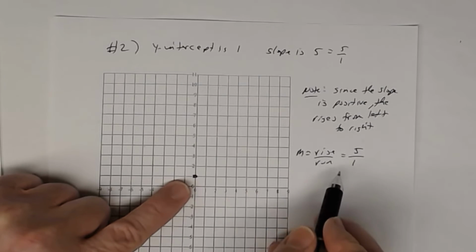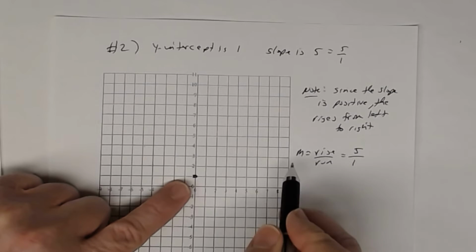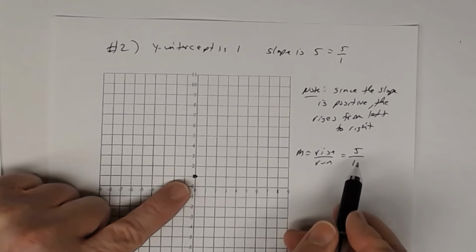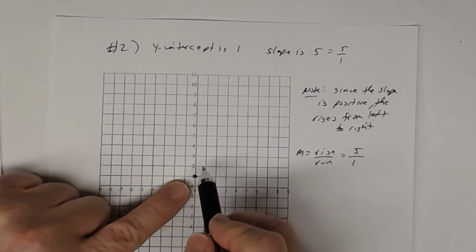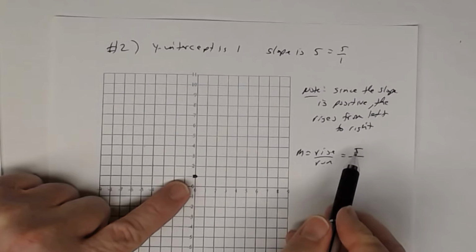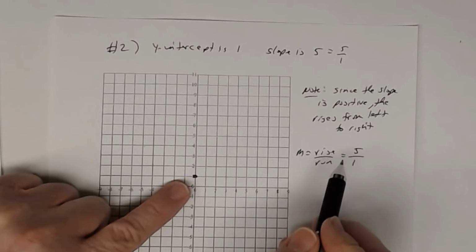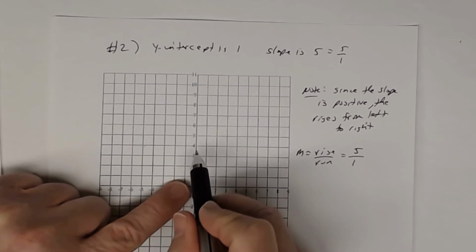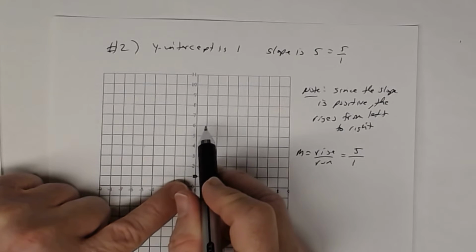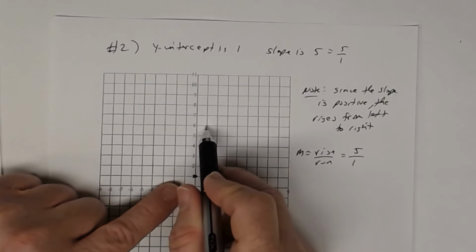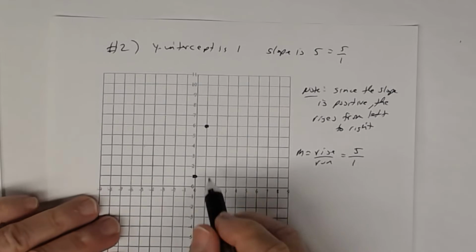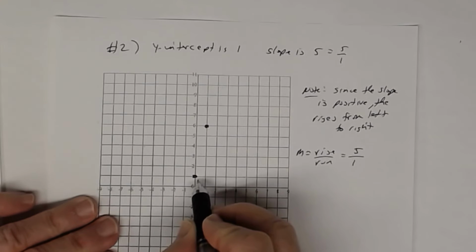Now my run is a positive 1. So remember, run, you go right, left, correct? Right, left. So since my run is positive, I'm going to go to the right. All right, so let's do this again. Positive 5, positive 1. So up 5, right 1. So 1, 2, 3, 4, 5, and then to the right 1. And so there is that other point. Okay? And so now you found your 2 points.